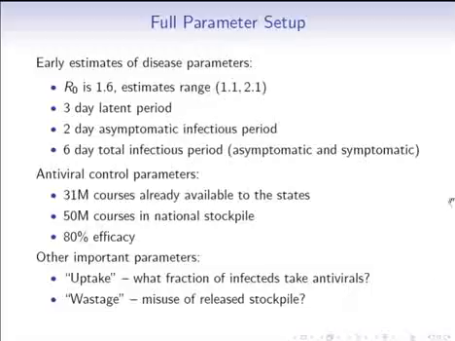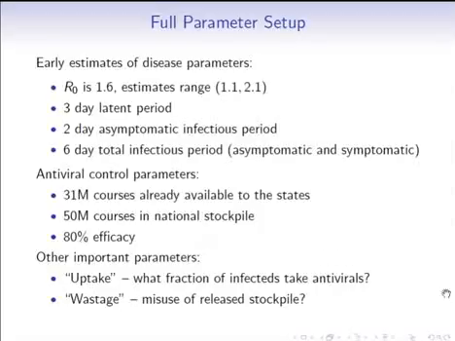So let's go back to our problem. We're going to populate our simulator as follows. First, we're going to use early estimates of the disease parameters. We're going to set R0 to be 1.6. We'll have a 3-day latent period and a 2-day asymptomatic infectious period. And we're going to have a 6-day total infectious period. That's both asymptomatic and symptomatic. Again, we have 31 million courses already distributed and 50 million courses for which we're trying to compute a release schedule. And we're going to assume that antivirals are 80% effective for people that take them.